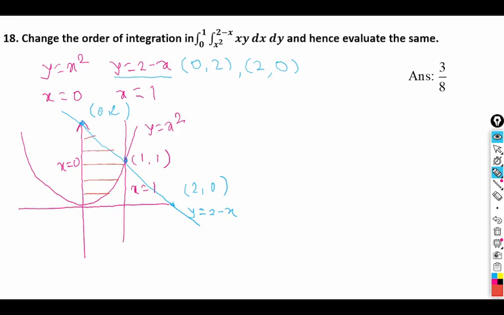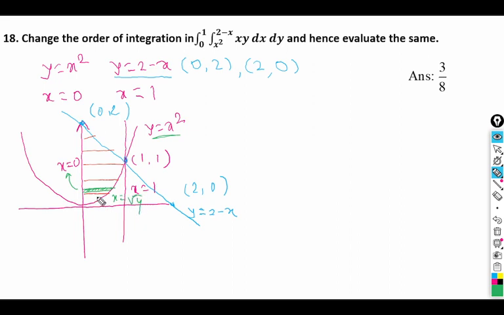This is the region of integration, in which we have all four boundaries. Our aim is to change the order. The original order is dy dx, and we have to make it dx dy. So let me draw a horizontal strip here. The left hand touches x equal to 0, the right hand touches x equal to root y.